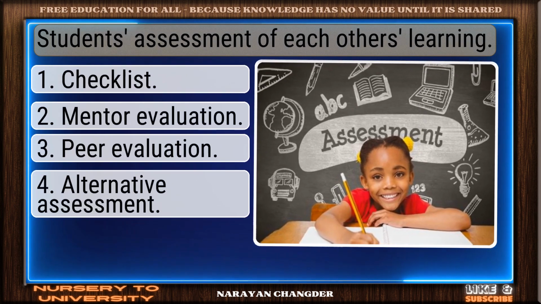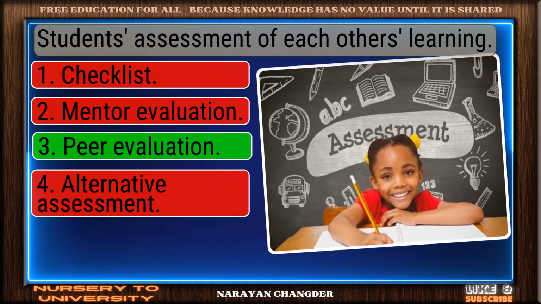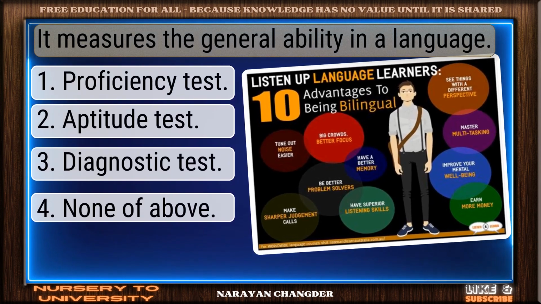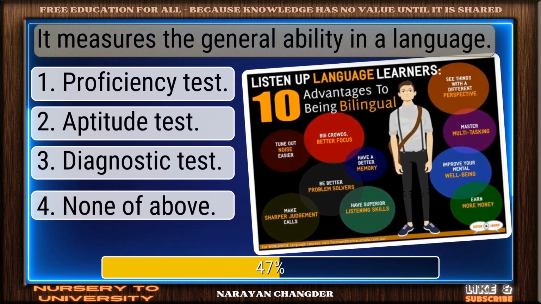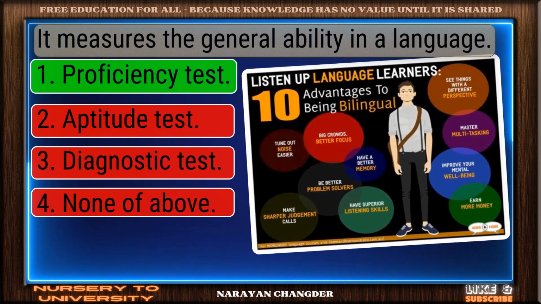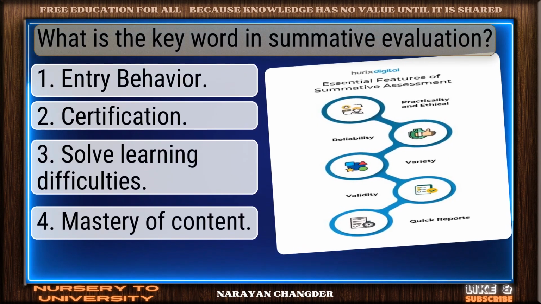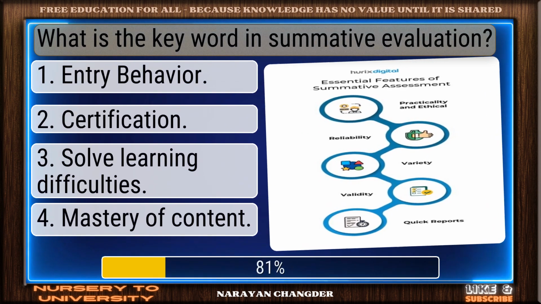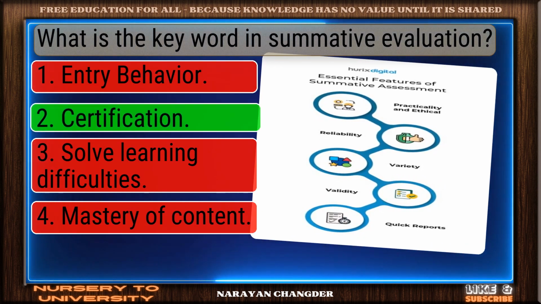Students' assessment of each other's learning. Correct. Peer evaluation is the right answer. It measures the general ability in a language. Well done. Proficiency test is the right choice. What is the keyword in summative evaluation? Bravo. Certification is the answer.